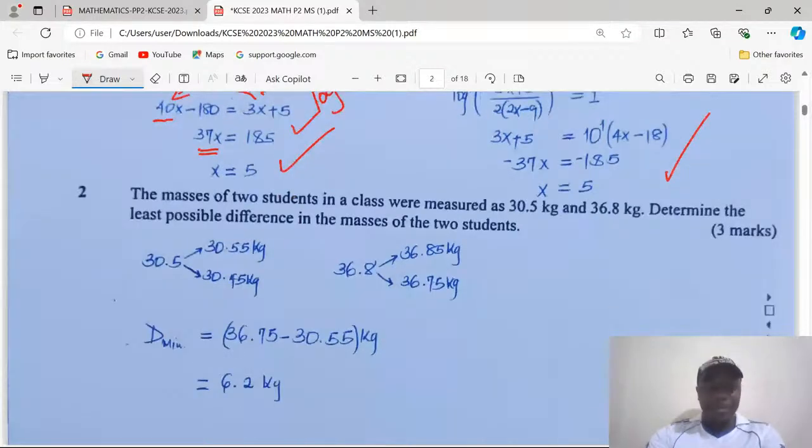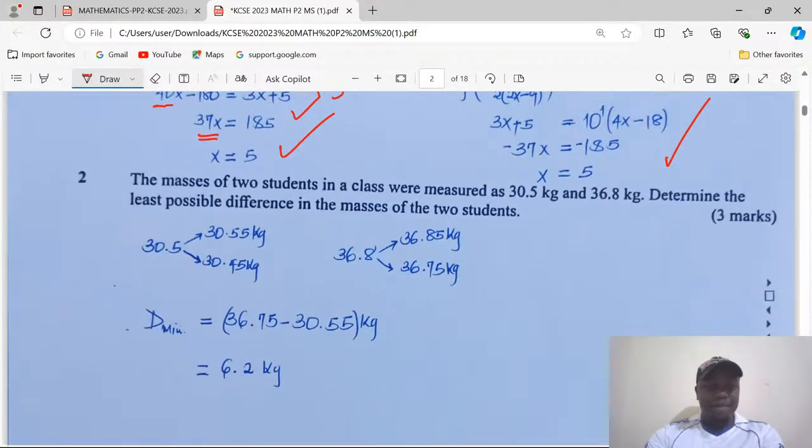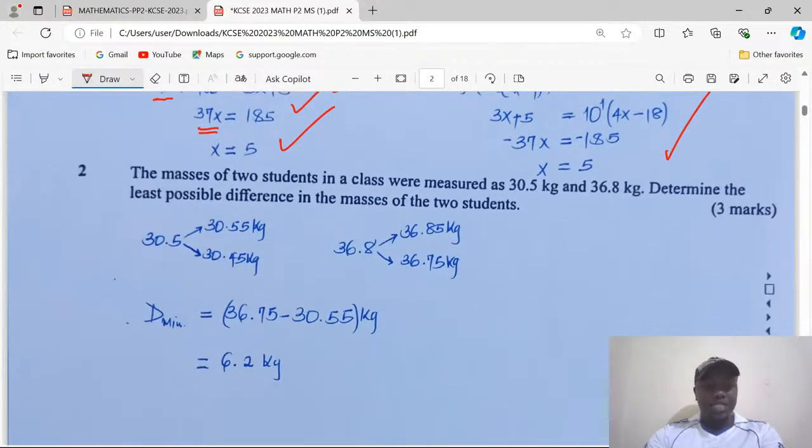It's already simple. Two masses, or the masses of two students in a class, were measured as 30.5 kilogram and 36.8 kilogram. Determine the least possible difference in the masses of the two students. This is on errors and approximations.